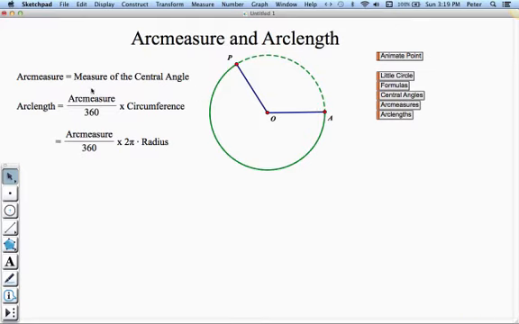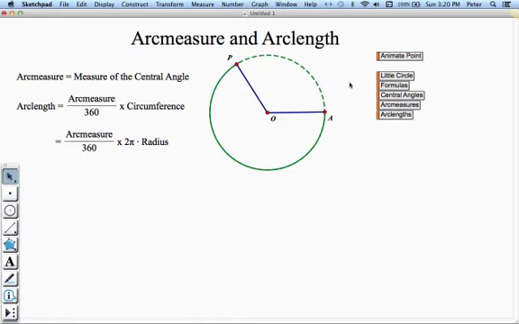Now we're going to get into arc length, and just to make sure we're clear on the difference, arc length is a linear distance. So it's equal to the arc measure divided by 360 times the circumference. And the purpose of this arc measure divided by 360 is to show you that this represents the fractional part of the circle that the arc is. When you multiply it times the circumference, you get the length.